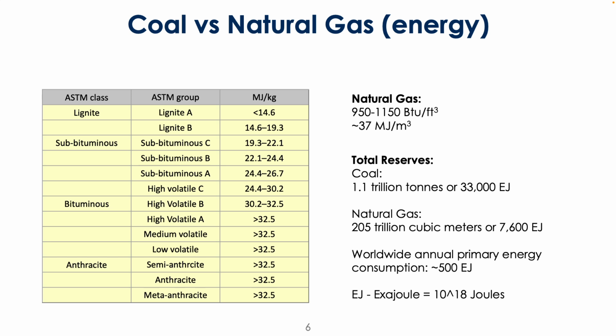Okay, and so that gives you a sense of the relative range of energy densities. For natural gas, we had actually mentioned this when we were talking about BTUs, so about 1,000 BTUs per cubic foot. That can range depending on the conditions and purity of your natural gas.